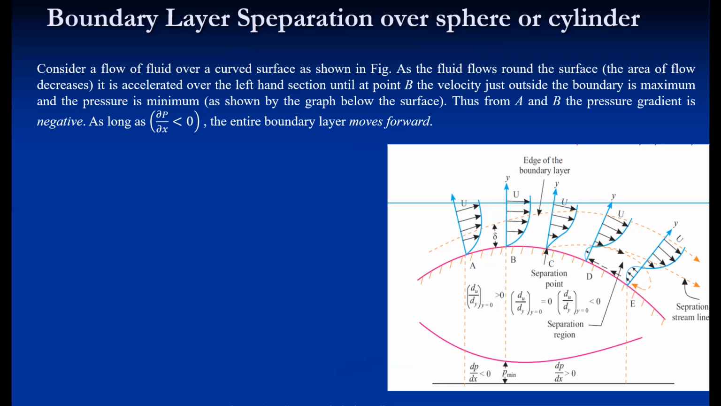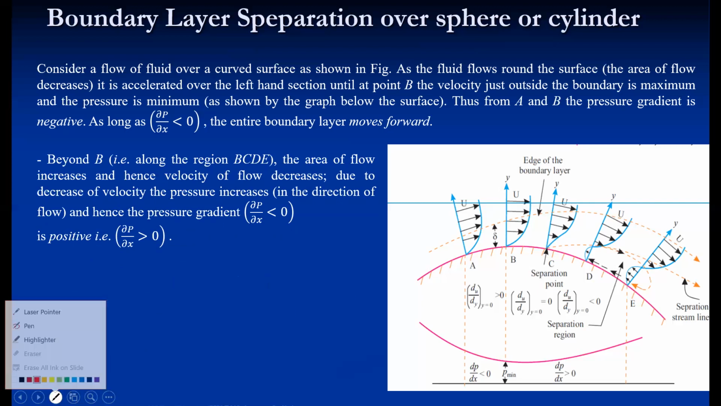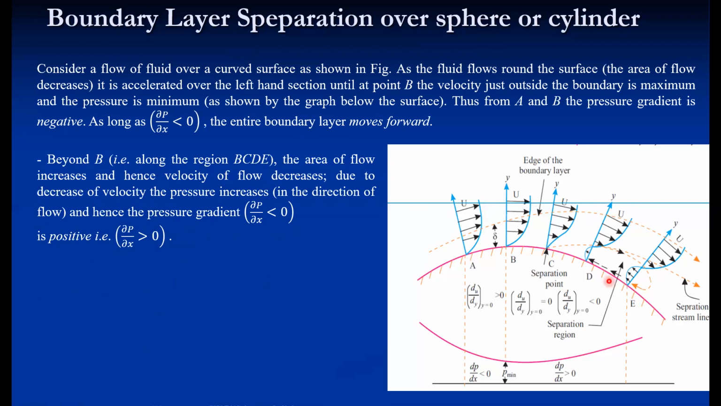On the other hand, beyond point B, along the region B, C, D, E, the area of the flow increases. If you see this particular area, the flow passage increases, and hence the velocity of flow decreases. Due to the decrease of velocity, the pressure increases, because as the velocity decreases, according to Bernoulli's equation, the pressure increases in the direction of flow.